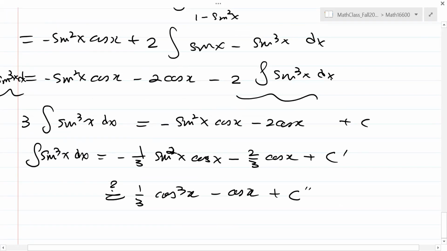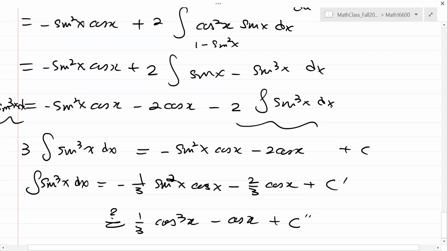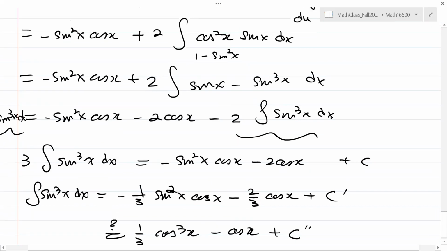So the form of the answer would be different. Now, if you do not replace cosine square x by 1 minus sine square x, then you have to use a substitution. If you use substitution, you still end up with the same answer, but in a different form. Okay, I'm just saying there are many ways to solve this problem. At least you should find one way, right?